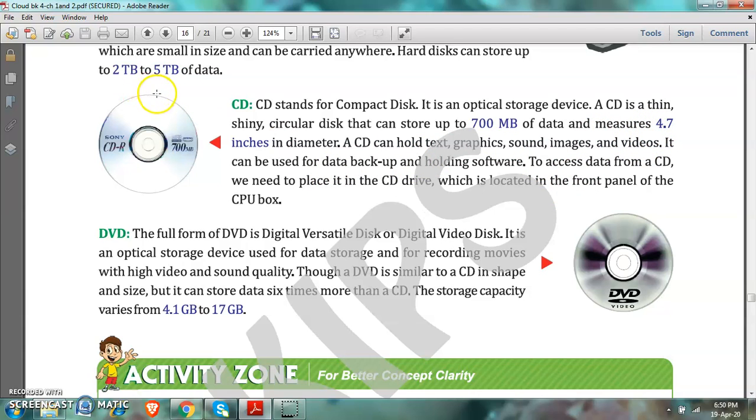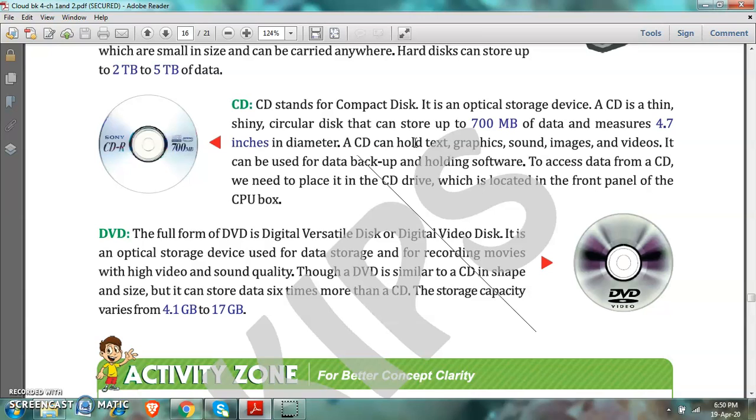If you measure it as per the diameter, it is 4.7 inches. A CD can hold text. See what all things you can store in it: text, graphics, meaning pictures, sound, images and videos. All these things can be stored in CDs.